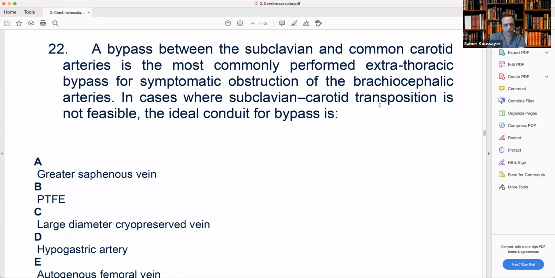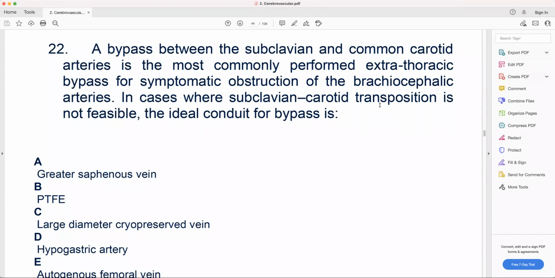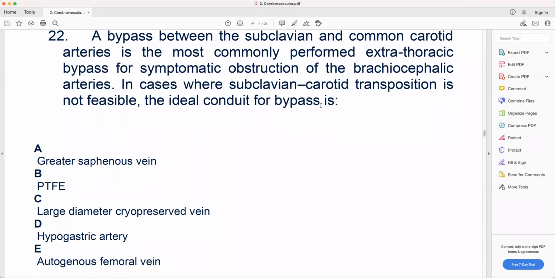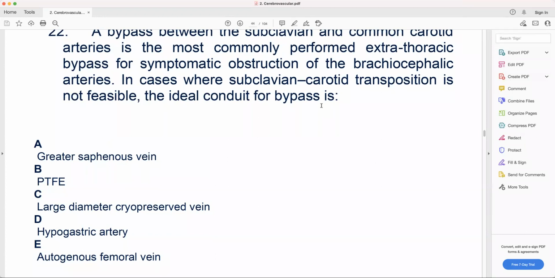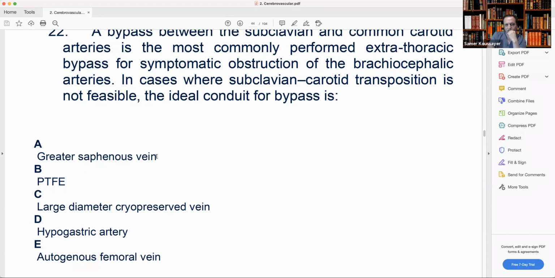So let's go through what they said. Greater saphenous vein? I think it's small. Not small, as we said before. It's the same as the earlier question: because of the kink, we don't use a vein. The only time we use a vein, you know when? If you have to go really high, like an aneurysm. It's not common, but you can see common internal carotid artery stenosis and subclavian artery occlusion, so you want to do them both.